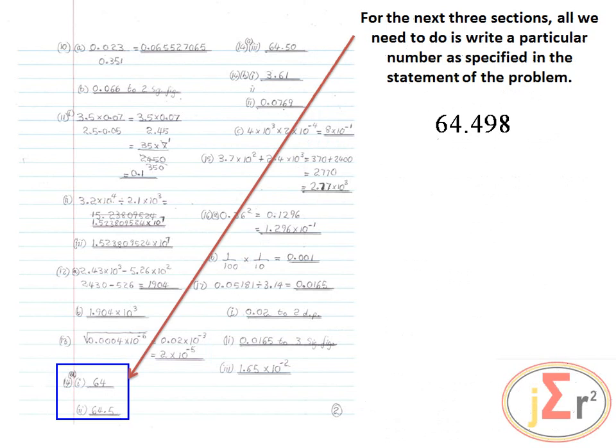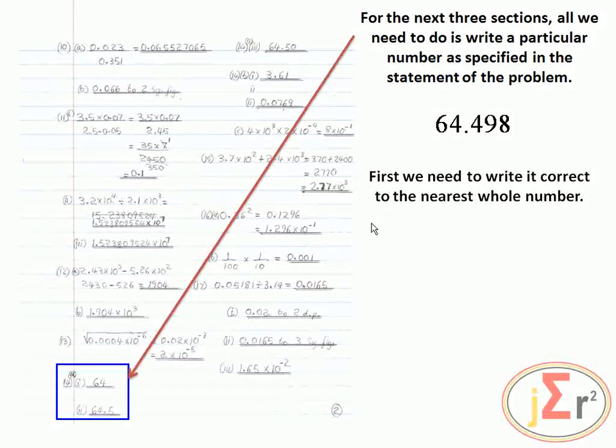For the next three sections, all we need to do is write a particular number as specified in the statement of the problem. We did not have to solve a problem to arrive at 64.498. It was given to us freely. All we need to do is first write it correctly to the nearest whole number. That is what we will do first.